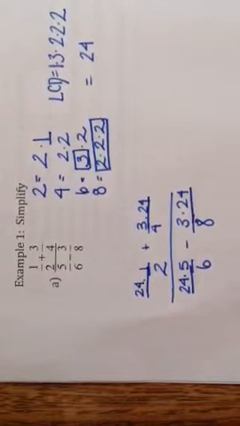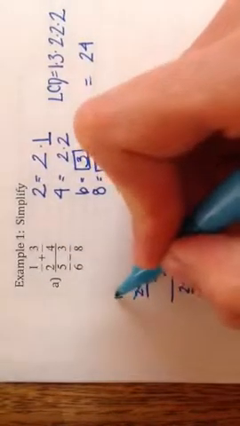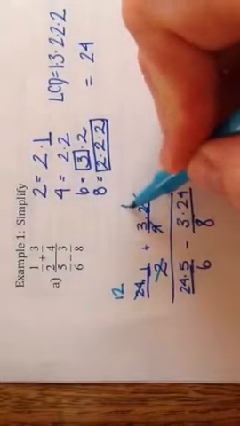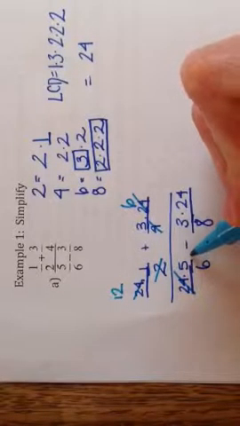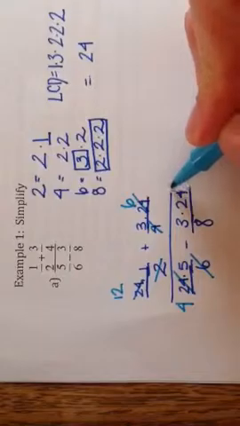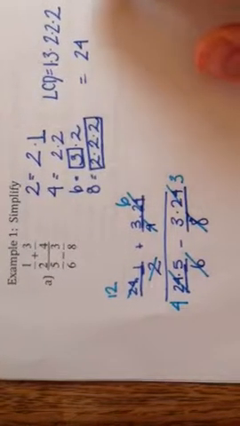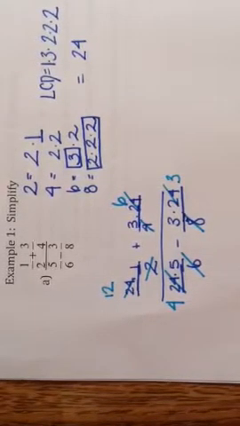I know that 24 goes into 2 12 times. I know 24 goes into 4 6 times. I know 24 goes into 6 4 times. And I know 24 goes into 8 3 times. So by multiplying by your LCD, you've now eliminated those extra denominators.